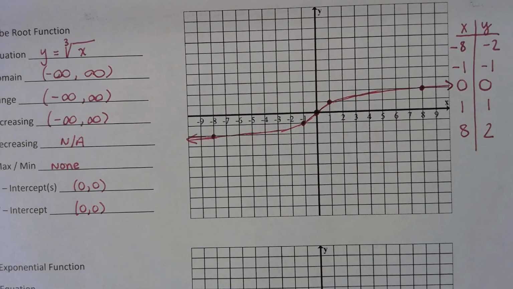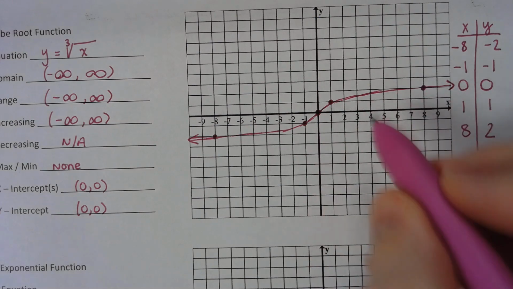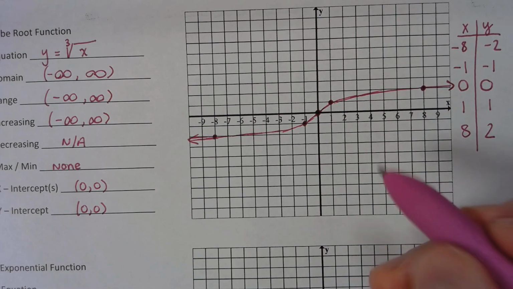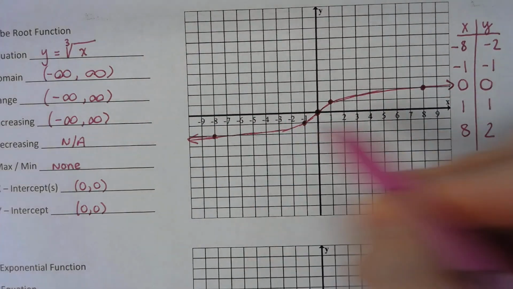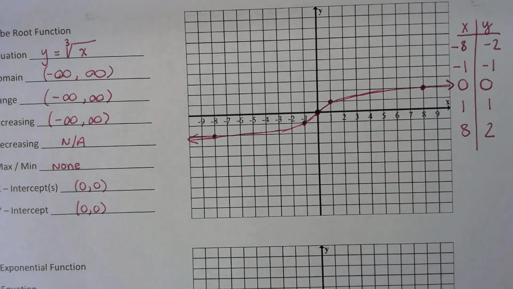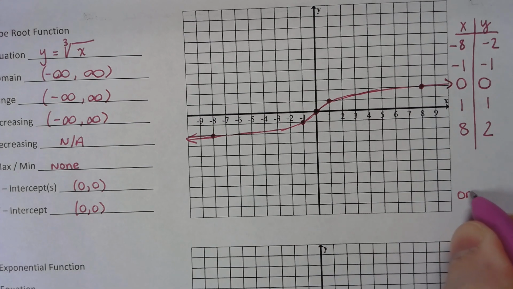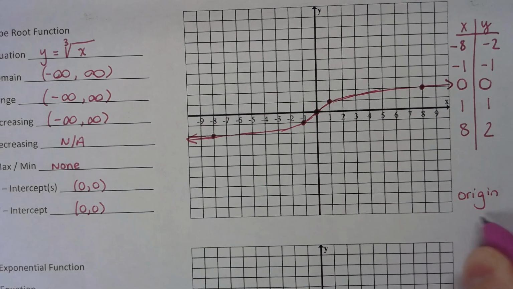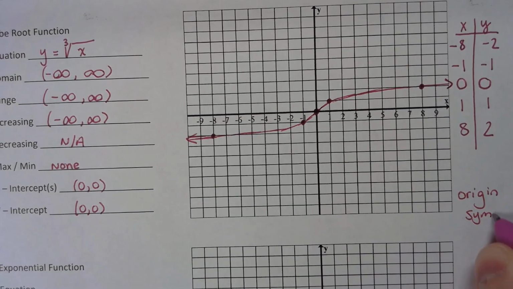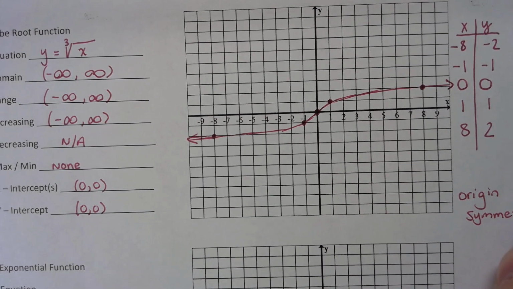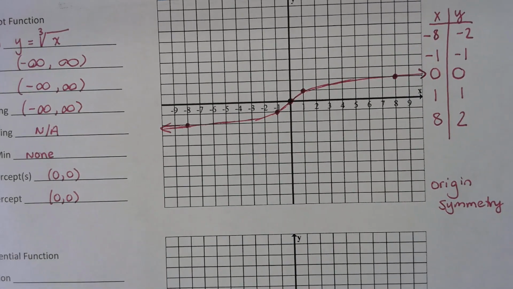Okay. And then from looking at the graph here, hopefully you can tell what the symmetry is. This thing, it's in quadrant 1 and 3, and it has the same kind of points in both quadrants, has origin symmetry. Alright, pretty quick little function there.